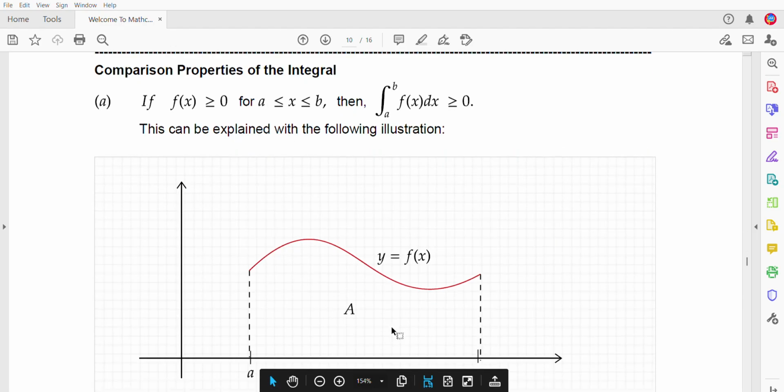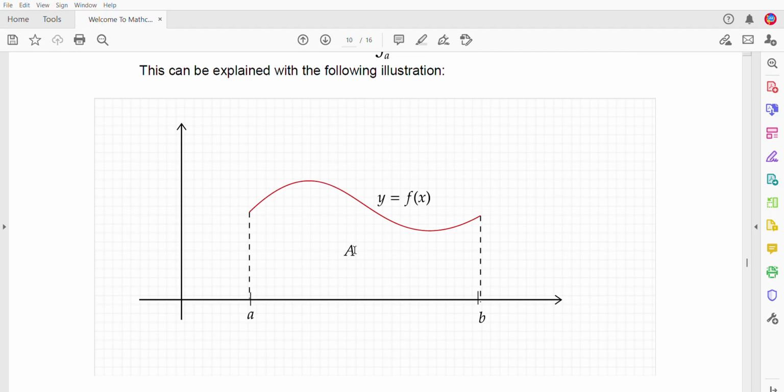Comparison properties of the integral. If f(x) is greater than or equal to 0 for x between a and b, then definite integral a to b f(x) dx is also greater than or equal to 0. This is explained using the following illustration. Note my curve is above the x-axis, so it's greater than or equal to 0. So the area is all positive. If the curve were to go down, then you would have some negative numbers to deal with. But if your function is thoroughly above, then the area is going to be positive. That's all we are saying.